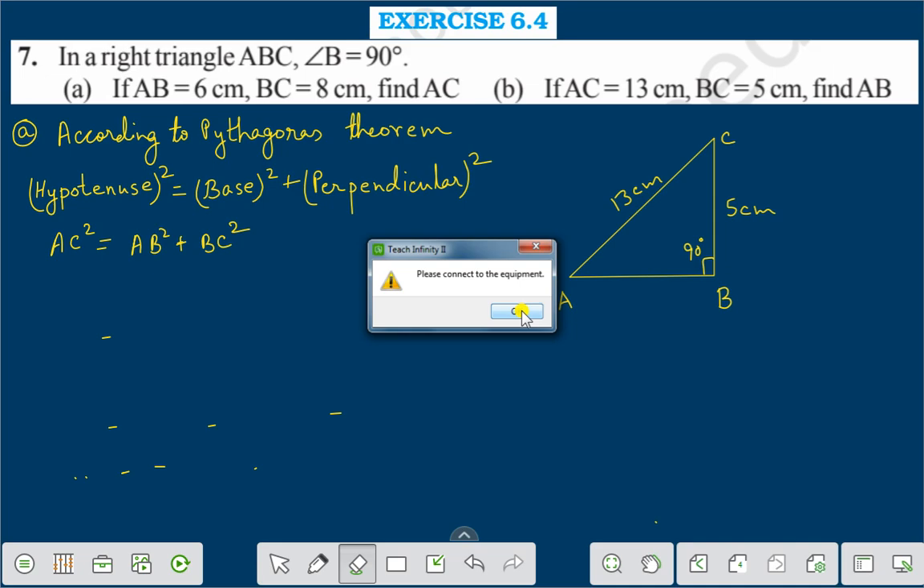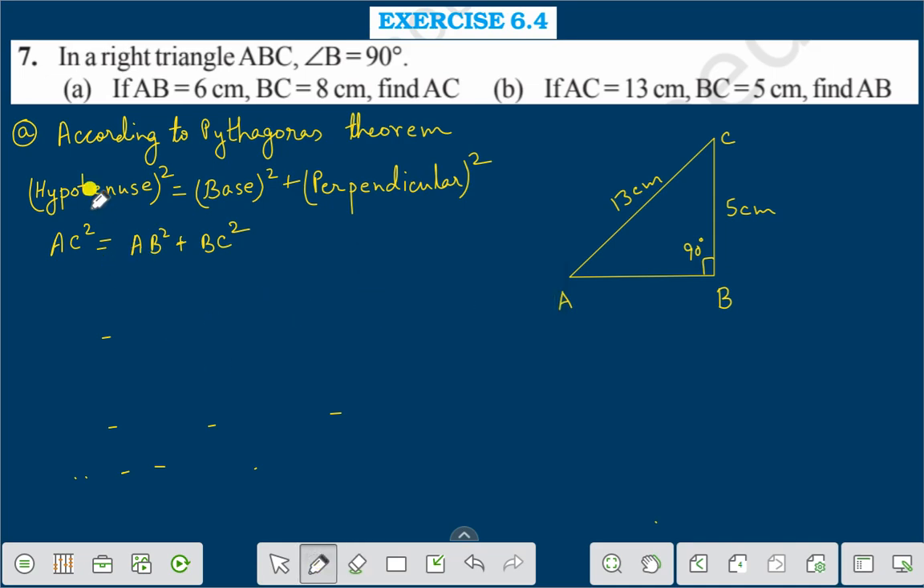Now you see, hypotenuse square equal to base square plus perpendicular square, that is AC square equal to AB square plus BC square. We have to find the value of AB. Therefore, we can write AB square is equal to AC square minus BC square. The value of AC is 13, that is 13 square, minus the value of BC is 5 square.